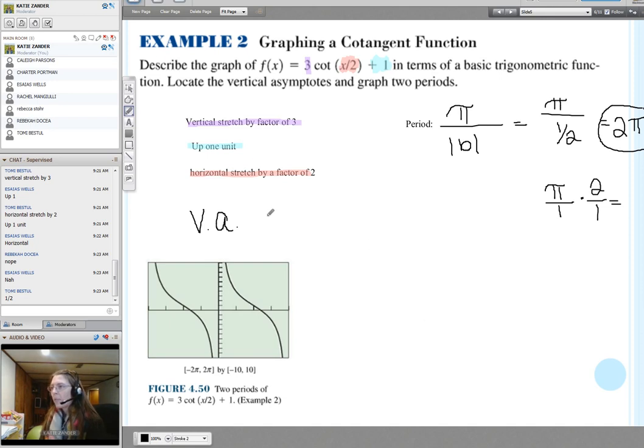We still have the pi over 2. So this time we don't have the odd multiples, it's just multiples, I believe. So usually it's just multiples of pi over 2. However, you had a horizontal stretch occurring. How is that horizontal stretch going to affect your asymptotes?